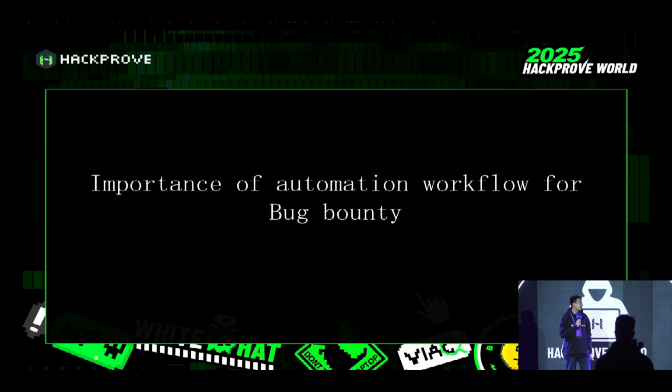So talking about the importance of automation in bug bounty, my goal doing bug bounty has always been finding the maximum amount of vulnerabilities while spending the least amount of time. And with automation, we can do that. Instead of just focusing on one asset at a time, we can scale up our automation to cover millions or even billions of assets.